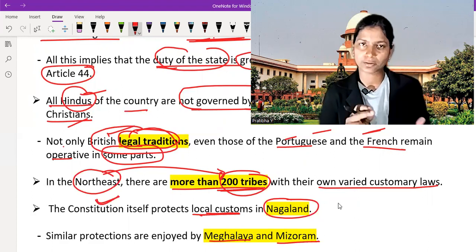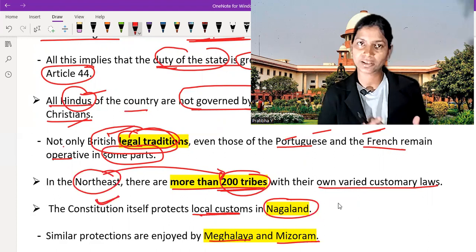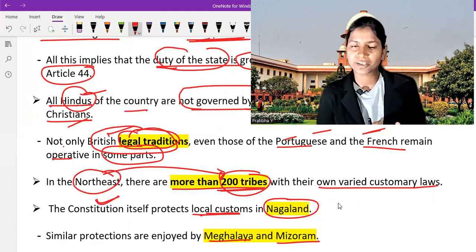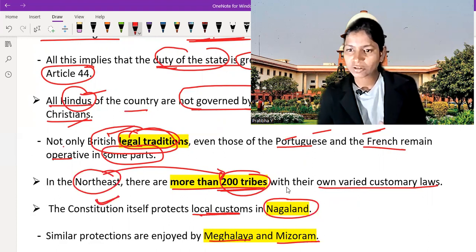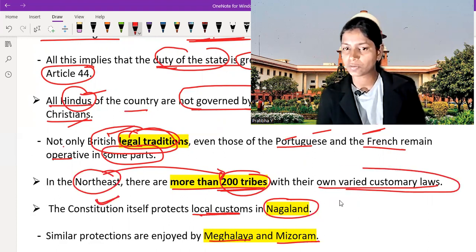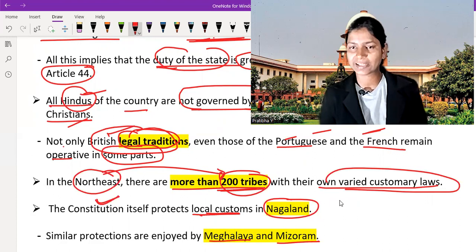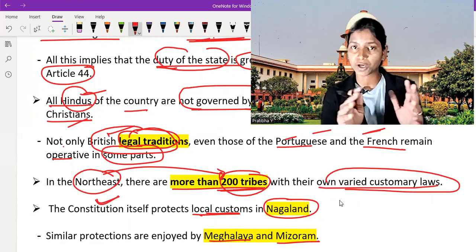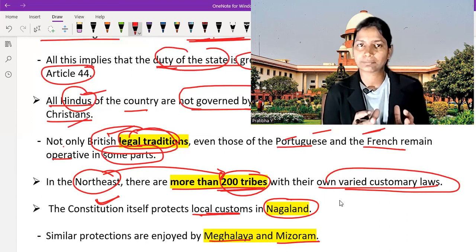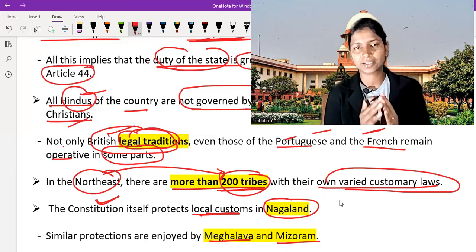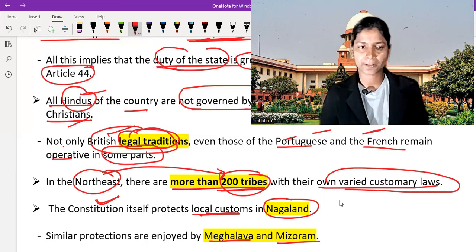We know that there is different law for Hinduism, Muslims, and Christians. Different legal traditions of British, Portuguese, and French are also present, and more than 200 tribes practice their own customary laws in Nagaland, Meghalaya, as well as Mizoram. So we have to unify all these and put them under one law for the whole country, and also cater to their unique customary law in that law itself.